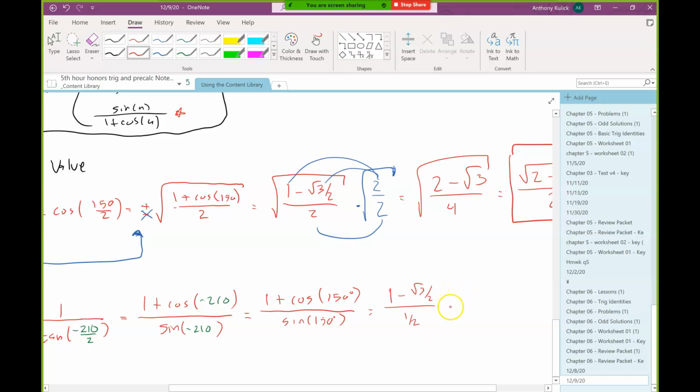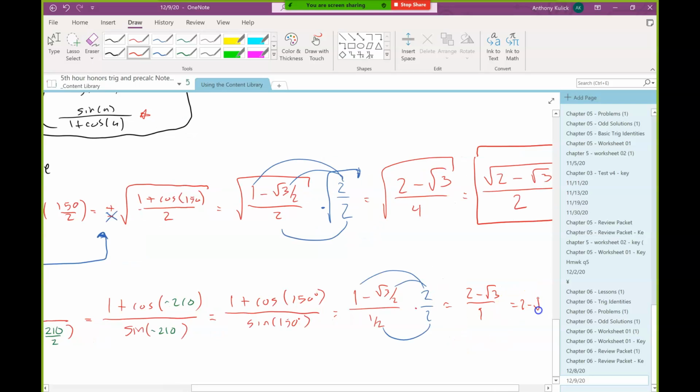And then if I multiply the top and bottom by 2 over 2 to get rid of this fractions inside of fractions business, I get 2 minus root 3 over 1, or just 2 minus root 3.